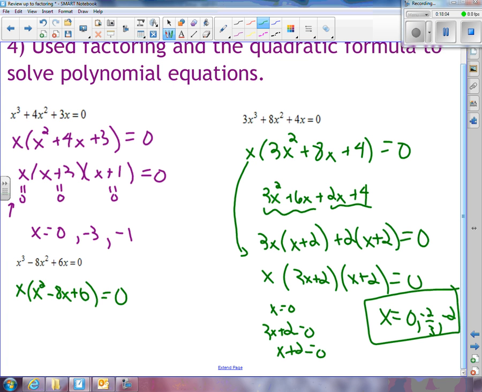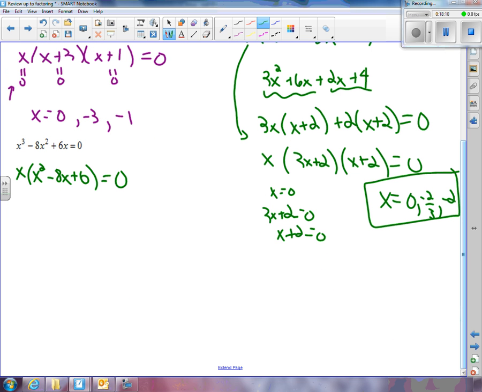Because this cannot be factored further, how do you solve a quadratic equation that you can't factor? You have to use the quadratic formula. So, that's kind of the point. There's no other way. Well, you could complete the square, but I don't think you hate that more than the quadratic formula. So now we're going to do negative b plus or minus the square root of b squared, which is 64, minus 4 times a, which is 1, times c, which is 6, all over 2 times a.